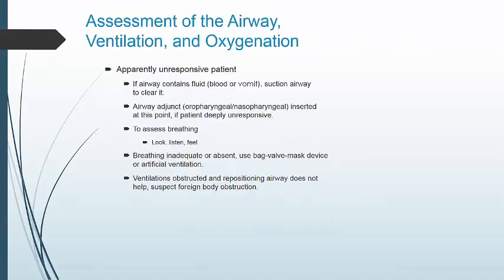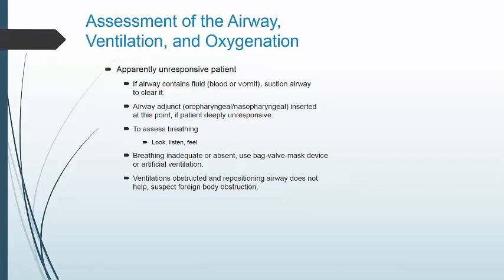Before we can move on to breathing, we have to make sure that the airway is open or patent and is going to stay that way. So we've done our head maneuvering if we need to. The next step is to look and see if the airway contains any fluid, blood, vomit, anything like that. We're going to suction to clear it. Then we're going to do something to try to make it stay patent.